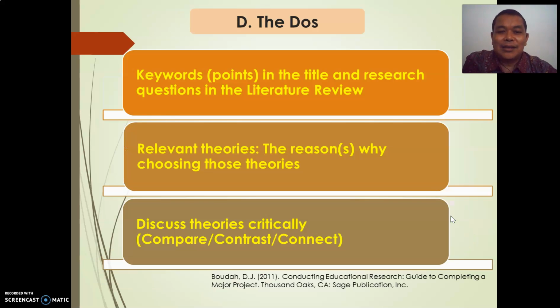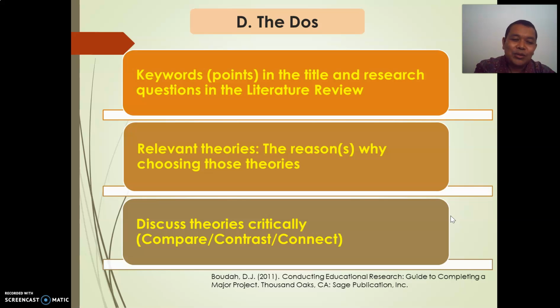Okay, some of the do's, what you should do to write chapter 2. Chapter 2, in fact, is actually the summary. It consists of some keywords of our title and also keywords from our research question. So please find out what keywords you have, and then put those keywords into chapter 2. For the relevant theories, you have to have good, strong reasons why you choose those theories.